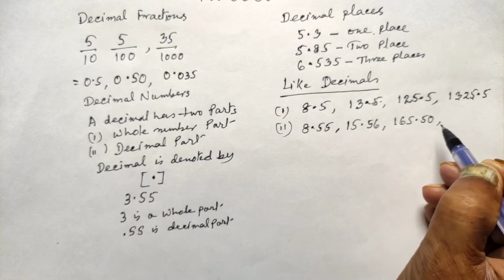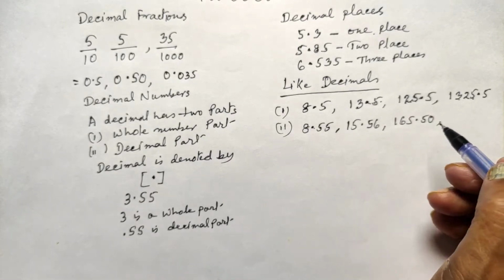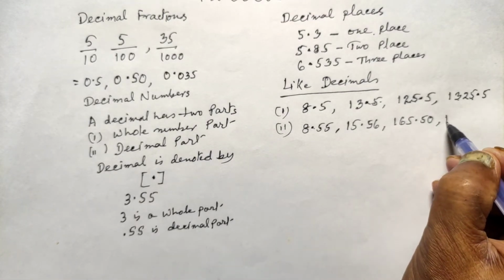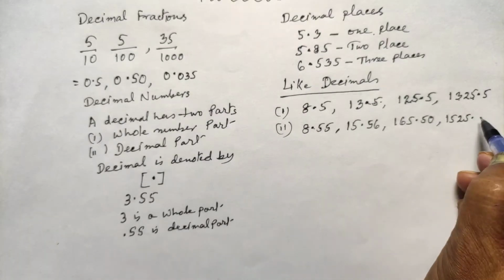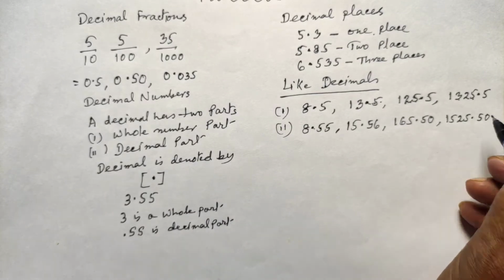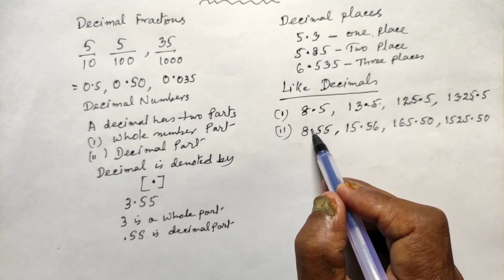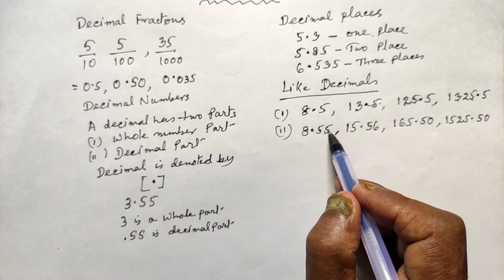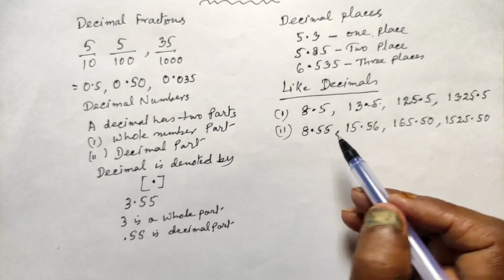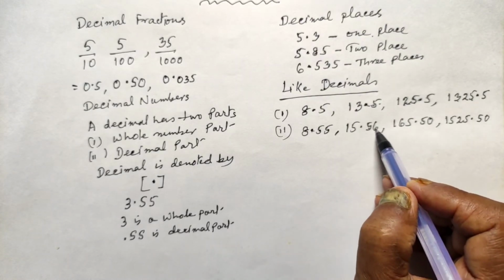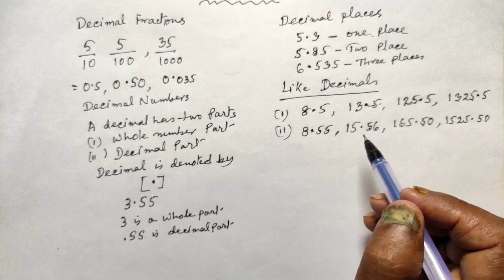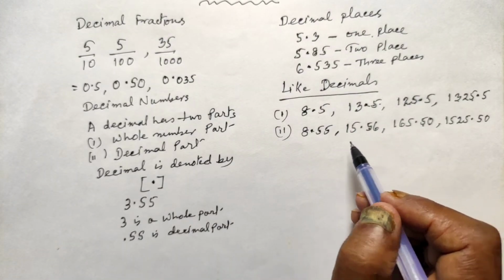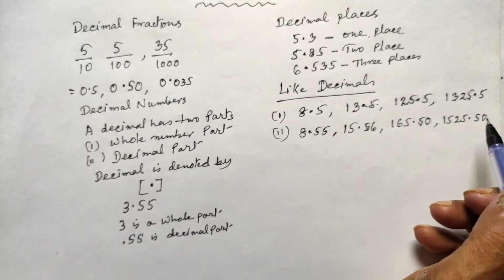Here you can write 165.50. Again you can write 1525.50. So, in all cases we see that after the decimal only 2 digits on the right hand side. Over here also 2 digits, over here also 2 digits. So, this is called having 2 decimal places. They are all like fractions having 2 decimal places.